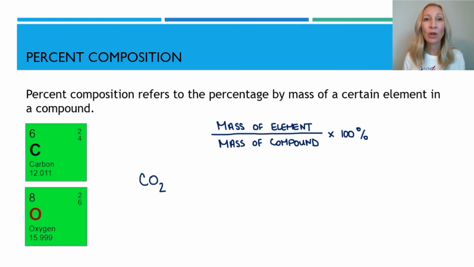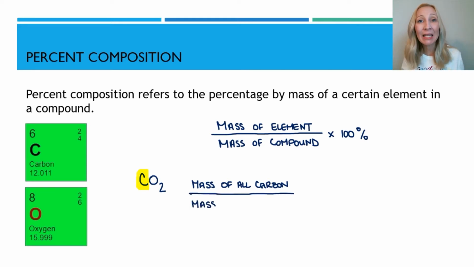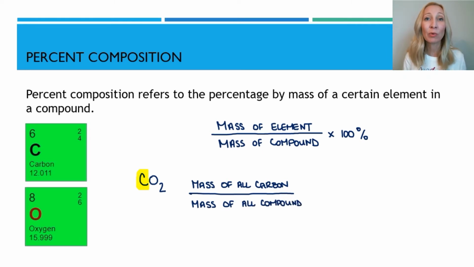Let's practice with an example. Let's calculate the percent by mass of carbon in carbon dioxide. So the first step is to determine the mass of just the carbon in that compound. Then the second step is to determine the mass of the carbon and both oxygens in the compound, or the mass of the entire compound. The third step would be to multiply by 100% to get that percentage.